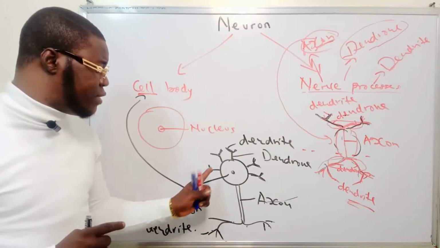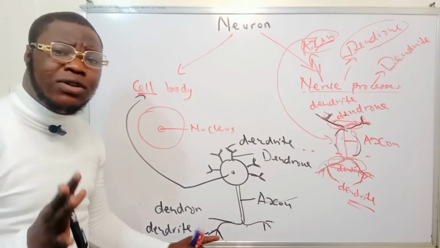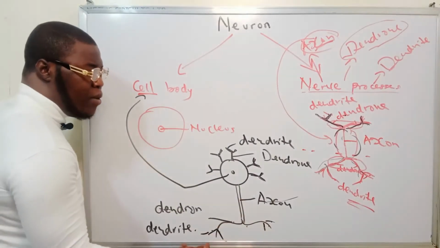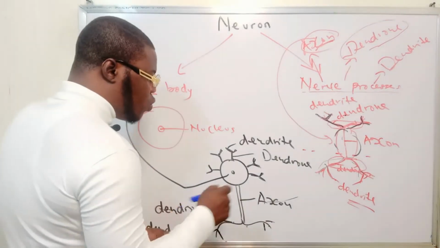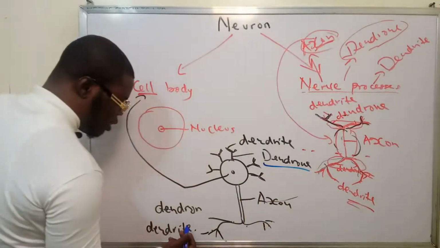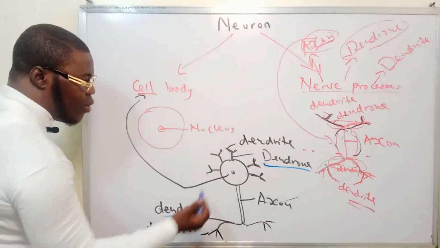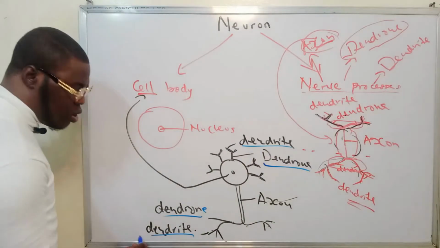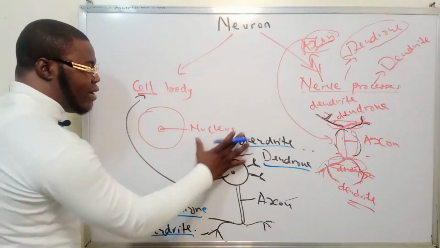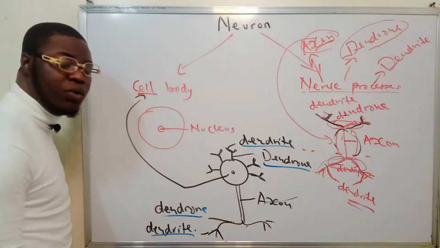Now, what do you notice from these labelings? You will notice that we have an axon, right? But we have two dendrons. Two what? Two dendrons. This one and this one. And we have two dendrites too. So how do you distinguish between the dendrite on top and the dendrite below?